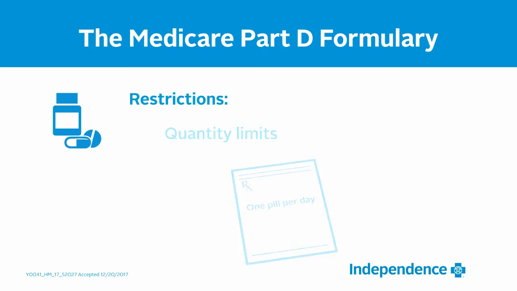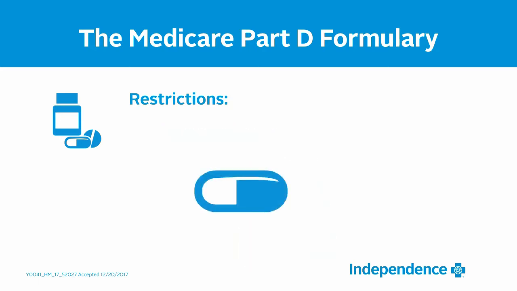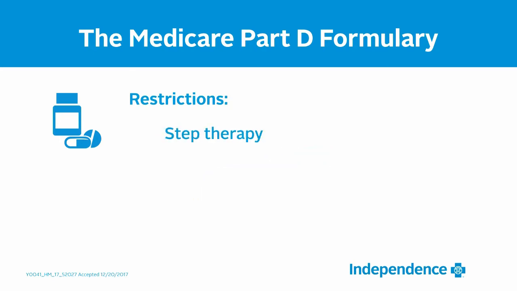In some cases, you may be required to try certain drugs to treat your medical condition first before a different drug for that condition will be covered. This is known as step therapy. For example, if drug A and drug B both treat your medical condition, your health plan may not cover drug B unless you first try drug A. If drug A does not work for you, your health plan will then cover drug B.